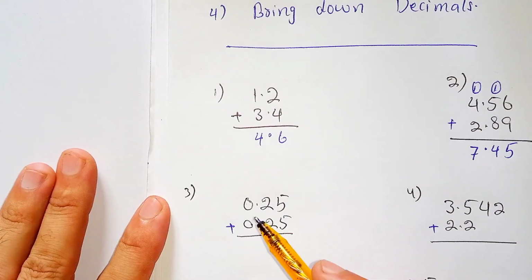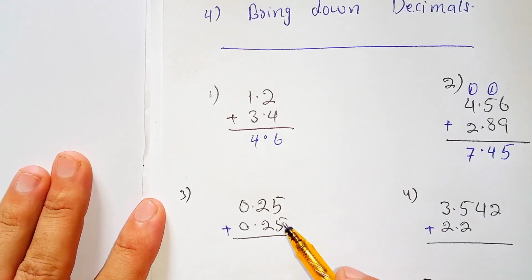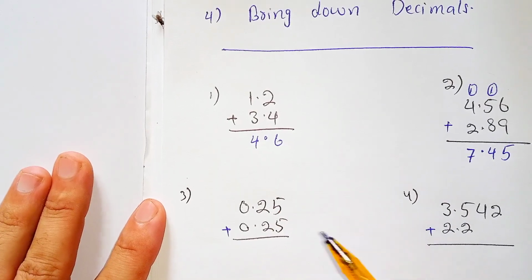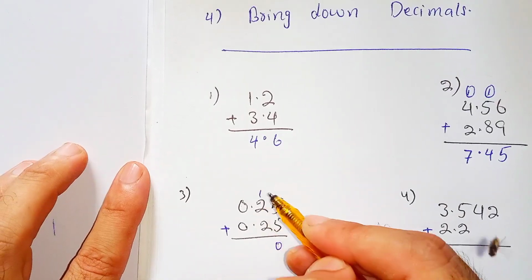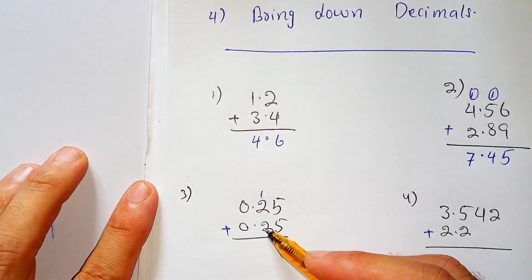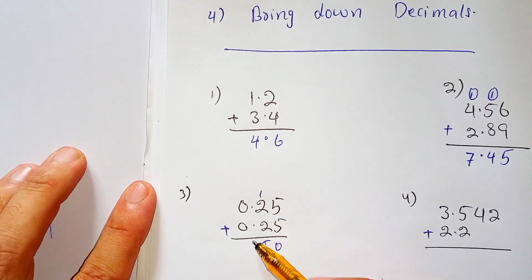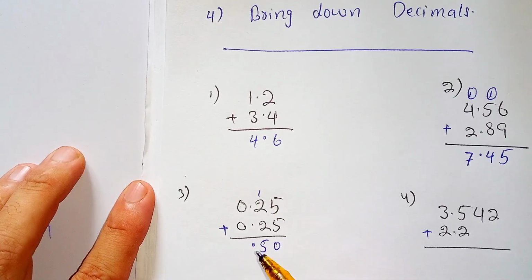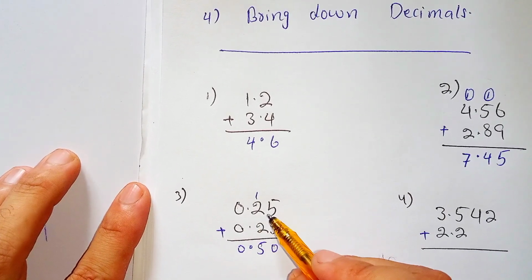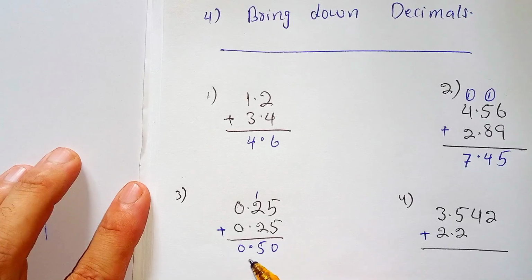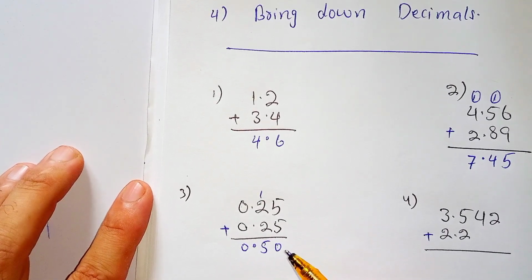In this example, 0.25 plus 0.25. So in this situation, we have to add these decimals just like whole numbers. So 5 plus 5 is equal to 10, right? 0 carry 1. 1 plus 2 is 3 plus 2 is 5. Right? So there are decimal points, so bring down the decimal point and write this 0. 0 plus 0 is 0, right? So 0.25 plus 0.25 is equal to 0.5 because 0 after the decimal point has no value, right?